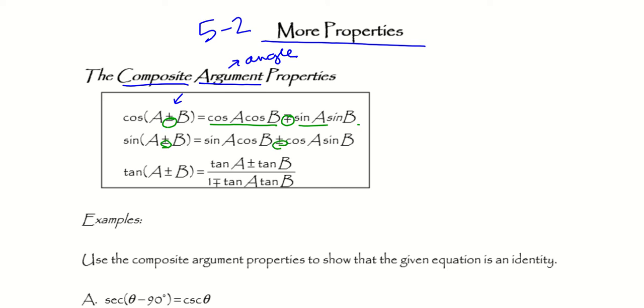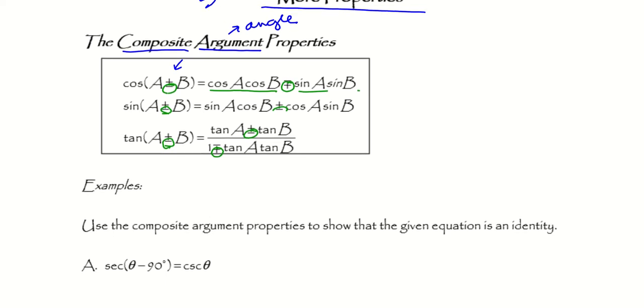For tangent, we have the tangent of A plus B will equal a fraction, which is the tangent of the first angle plus the tangent of the second angle, all over 1 minus the tangent of A times the tangent of B. If we have minus, so if inside the tangent we're subtracting 2 angles, then on top we would subtract the tangent of each, and on the bottom we would add the product to 1.